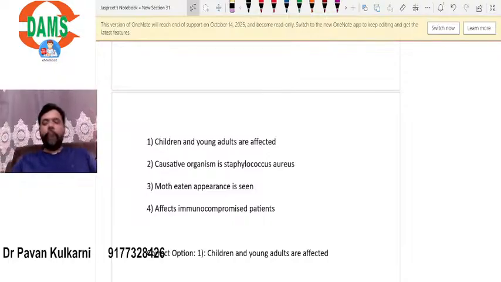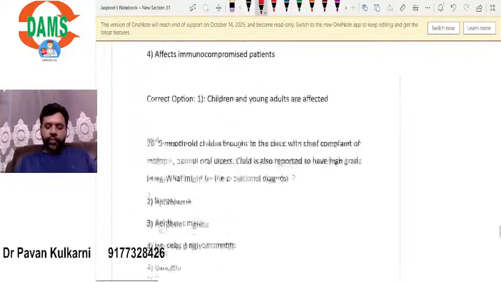It affects immunocompromised patients. No, it has got nothing to do with immunocompromised patients. So children and young adults are affected in case of Gary's osteomyelitis. That is the most important one.